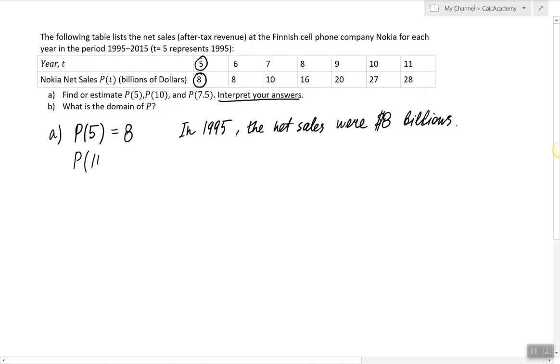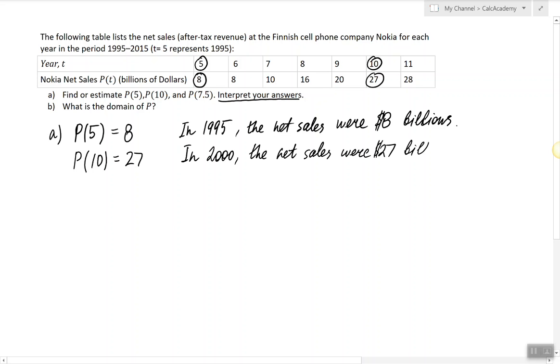Similarly, we evaluate the function at 10. When t is 10, the output is 27. So in 2000, the net sales were 27 billions.